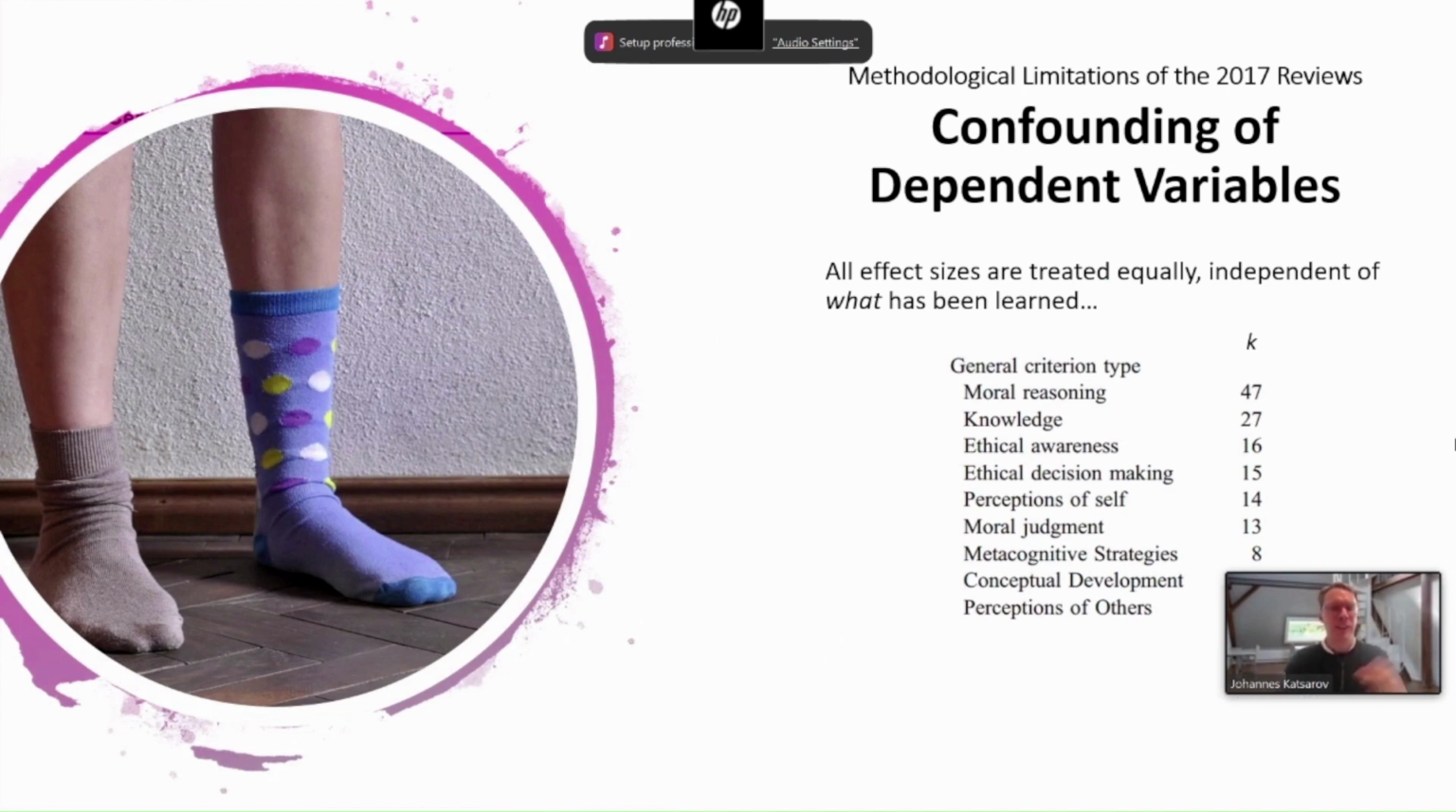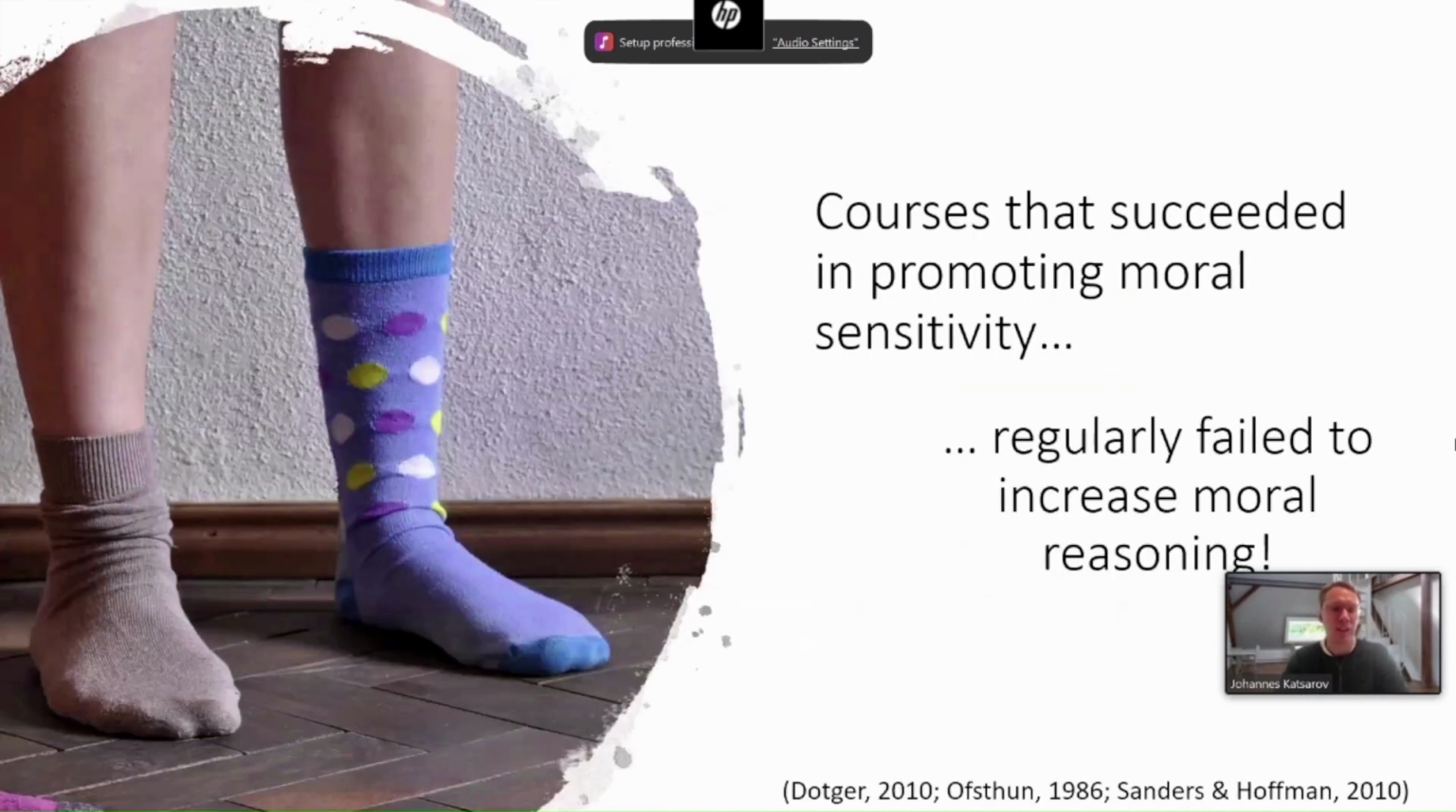All of these different things were just lumped together and analyzed as if they were the same thing. The underlying assumption is, of course, that a method that promotes one kind of ethical education or learning will also promote all other kinds of learning. But that's wrong. We know from empirical research that courses that succeeded in promoting ethical sensitivity regularly failed to increase moral reasoning, and vice versa.